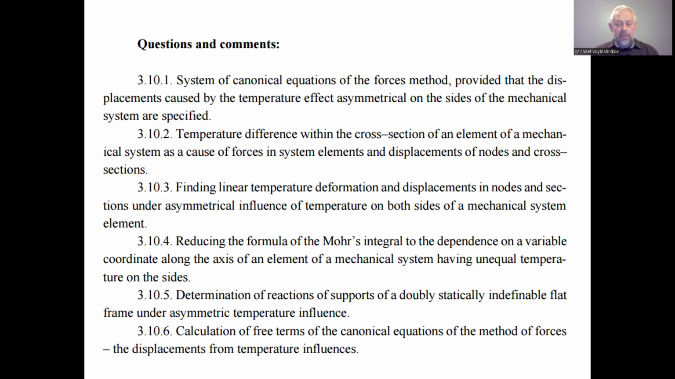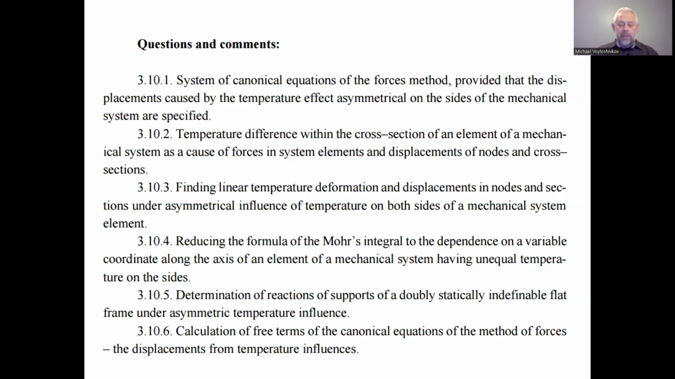3.8.2 Temperature difference within the cross-section of an element of the mechanical system as a cause of forces in system elements and the displacements of nodes of cross-sections. The temperature difference causes forces in the mechanical system elements by the bending of the mechanical system elements. 3.10.3 Finding linear temperature deformation and displacements in nodes in sections under symmetrical influence of temperature on both sides of a mechanical system element.